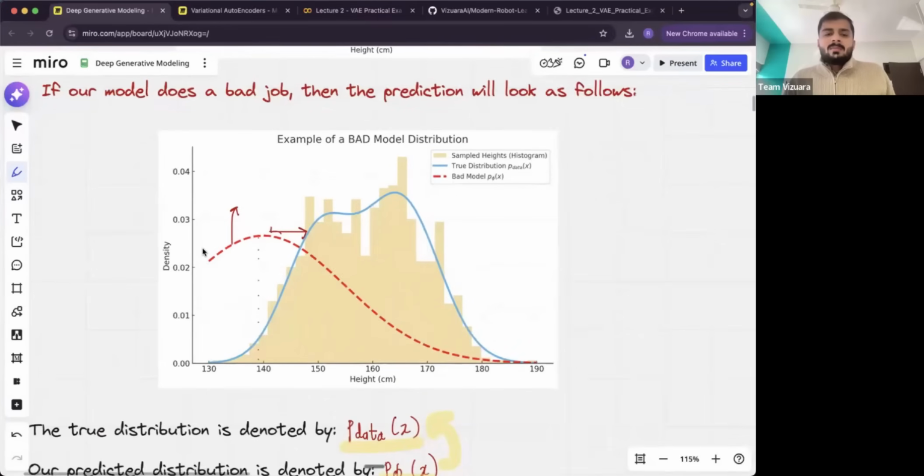And if our model does a bad job, initially maybe our model is over here, which is very far from the true distribution. But then let's say you sample from this, you might conclude that the height of the new student is maybe 140 centimeters. But that is wrong. You would most likely sample from the one which has the highest probability density, which is around 165. But because your prediction was so far off from the true distribution, your sample from this predicted distribution was very far off from the sample you would have predicted if you had access to the true distribution.